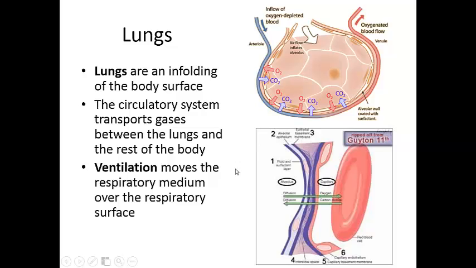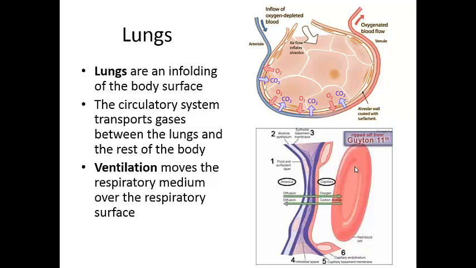Here you see another picture showing diffusion taking place. You can see that diffusion is taking place from inside the lungs into the blood vessels. In particular, oxygen is moving into the blood vessels, where carbon dioxide is moving out of the blood vessels. The lungs are a good example of a respiratory surface.